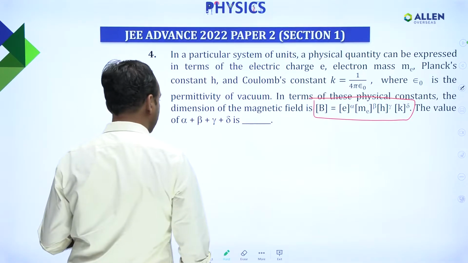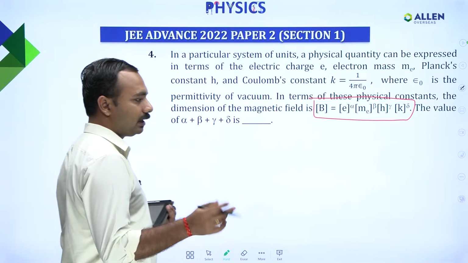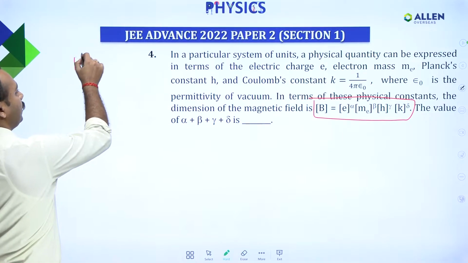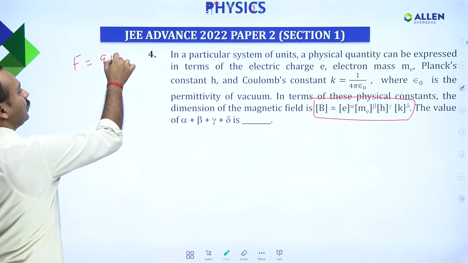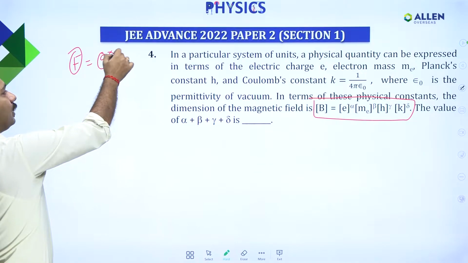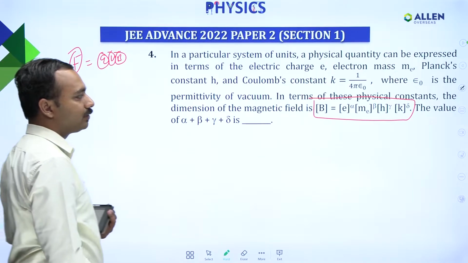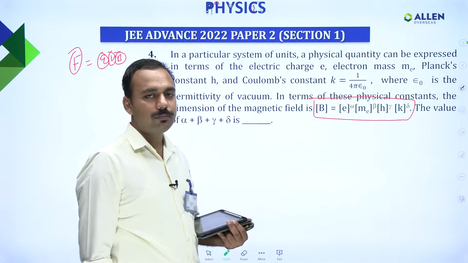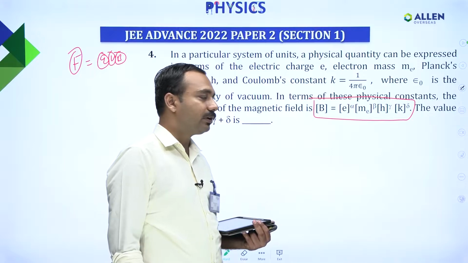For the dimension of B, how do we calculate it? Let me tell you the formulas, then I'm going to write the dimensions directly to save our time. One of the easy formulas for force is QvB sin theta, or QvB. Here we know the force dimension, charge and velocity, so we can calculate the dimension of magnetic field. Charge is ampere into time, that is current into time. Mass of electron is capital M.